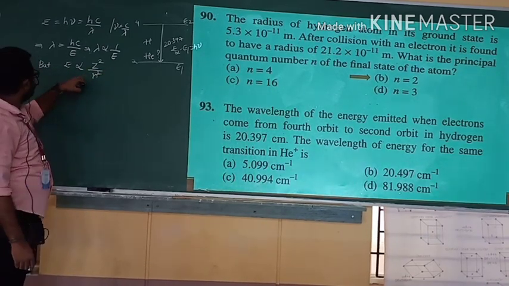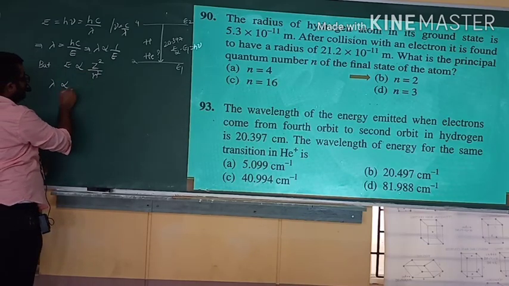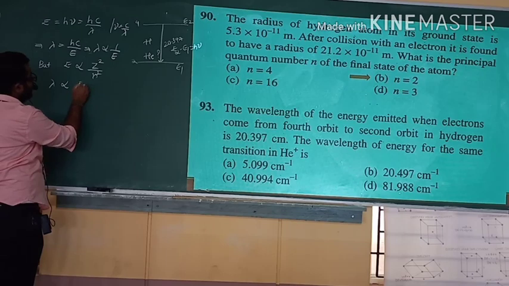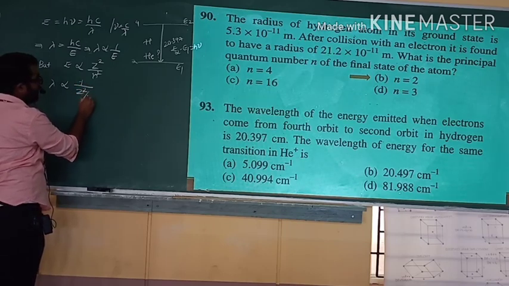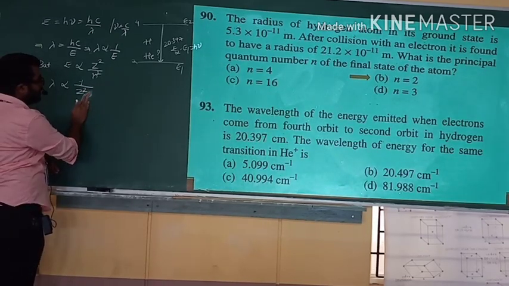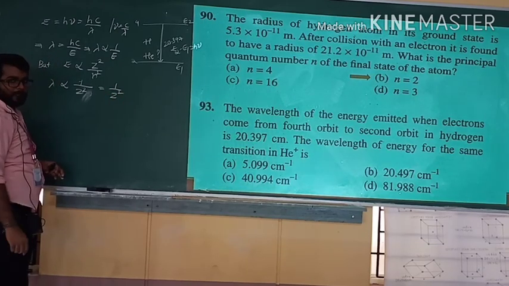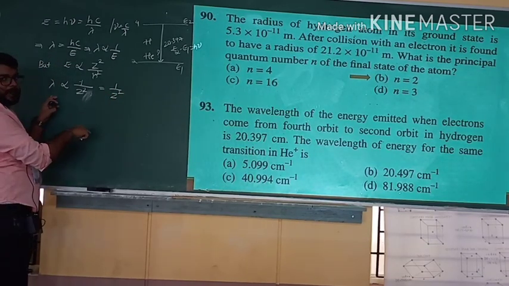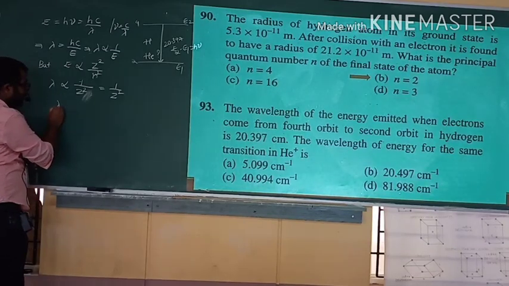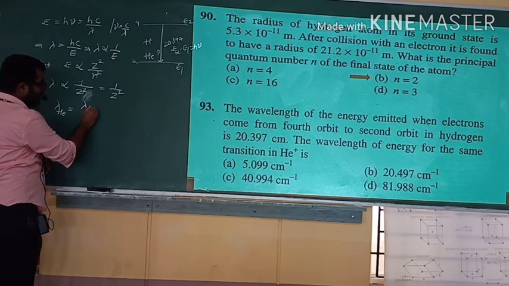Now let us substitute this. I can get lambda is proportional to 1 divided by z square divided by n square. For this state, n will be constant. Since n is constant, it will be 1 divided by z square. So I take the hydrogen atomic value; for helium atomic, lambda helium is equal to lambda hydrogen divided by z square.